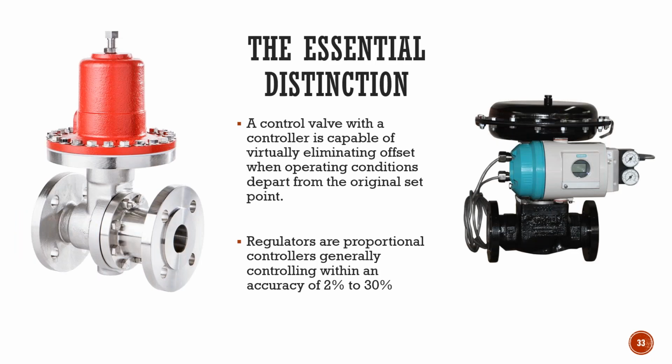So the essential distinction here is that a control valve with a controller and positioner is capable of virtually eliminating offset when operating conditions depart from the original set point. And regulators are proportional controllers, generally controlling within an accuracy of 2% to 30%.